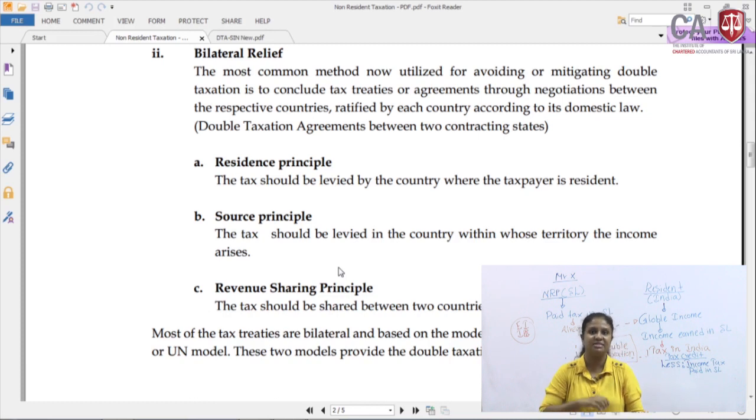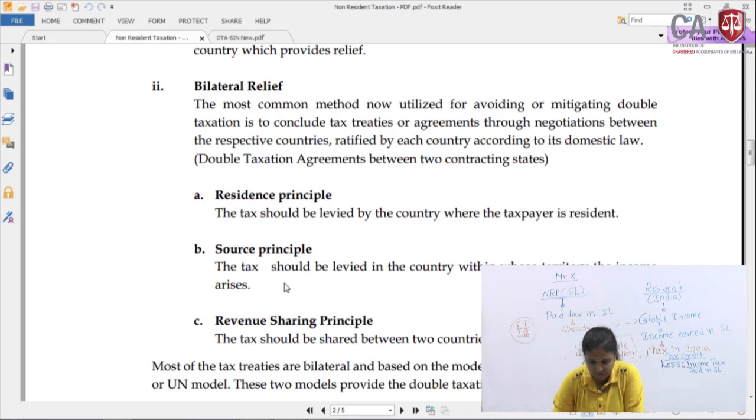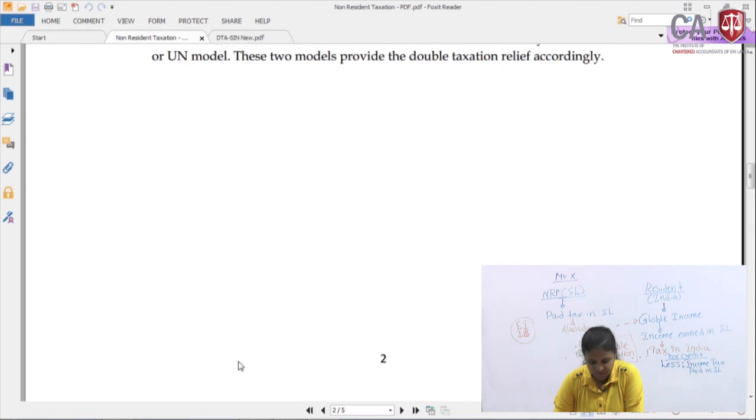The world income is taxed in that resident country. The source income, or source of payment, will be taxed in the country where he is earning that income. Revenue sharing principle: the tax should be shared between two countries. Okay. Then most tax treaties are bilateral, and that means the revenue sharing, source principle and residence principle are based on the model tax treaty, either the OECD model or the UN model. These two models provide double taxation relief accordingly.